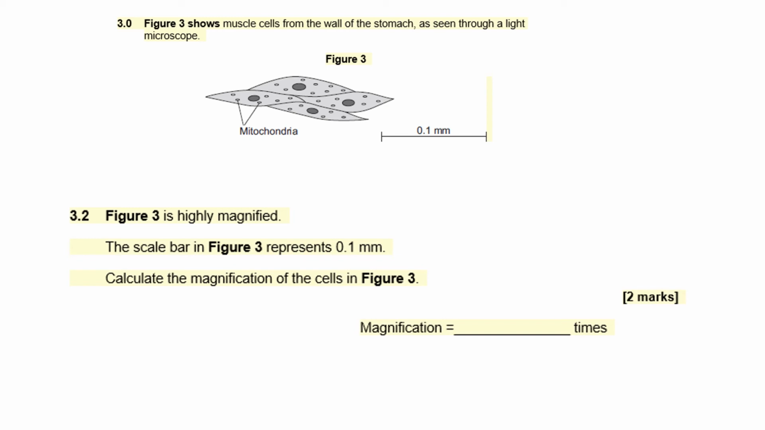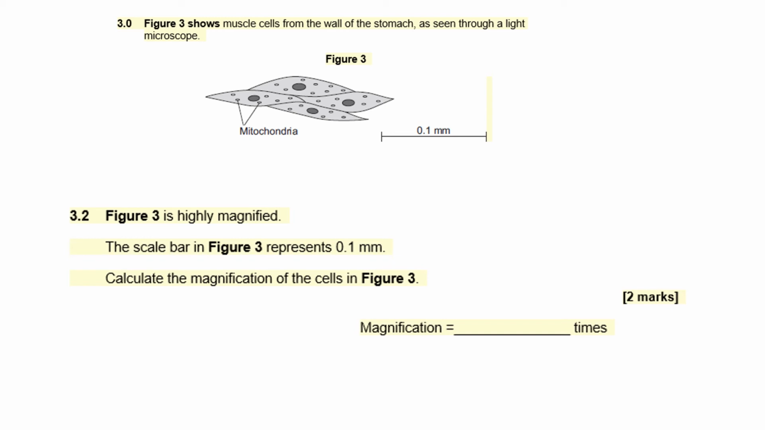Figure 3 is highly magnified. The scale bar in figure 3 represents 0.1 millimeter. Calculate the magnification of the cells in figure 3. Now, the tricky bit of this question is you don't even need to look or do anything with the cells. You just need that scale bar.